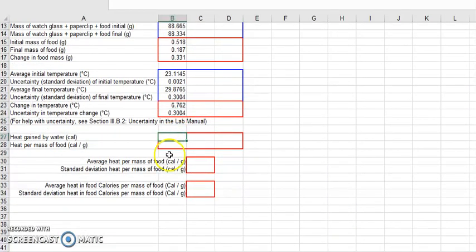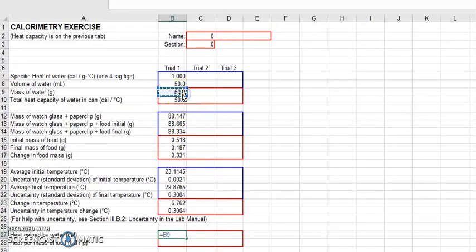So then the heat gained by the water, this is very similar to what we did on the other tab. It's mass times specific heat times change in temperature. So equals the mass of my water, which is here, times the specific heat of water, which is here, times the change in temperature. So I ended up at 29.8765 minus my initial temperature. Close parentheses, hit enter.